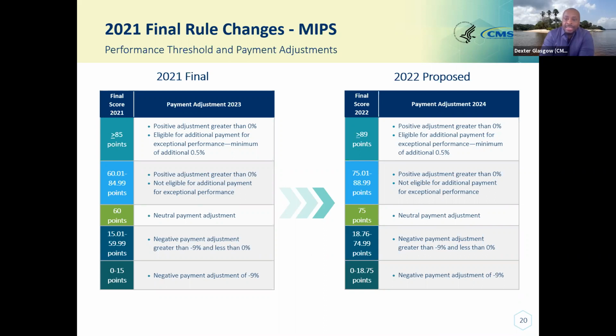Going down the table, you can see that clinicians whose final score falls below that will get a negative payment adjustment, as stated in an earlier slide. So then less money on your claims. For those whose final scores are above the performance threshold of 75 points, they will get a positive adjustment. And those final scores above 89 points will get additional performance threshold. And again, 2022 is the last year we have that set of bonus money that will be available.